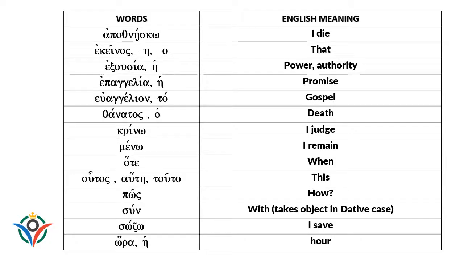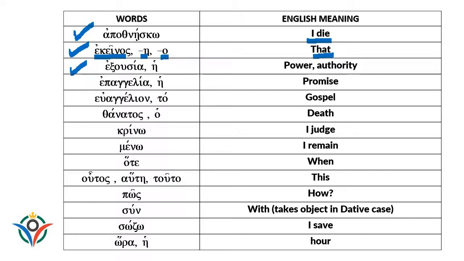Let's take a look at our vocabulary for lesson 10. The first word is apathenesko, which means I die. Then we have ekenos, ekene, ekena. So there we have the demonstrative pronoun, and we have the three genders, the masculine, the feminine, and the neuter, which we translate as that in the singular and those in the plural.